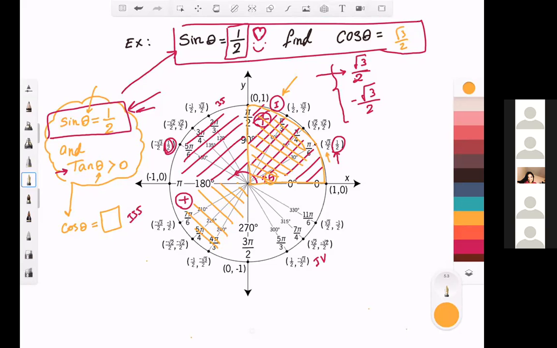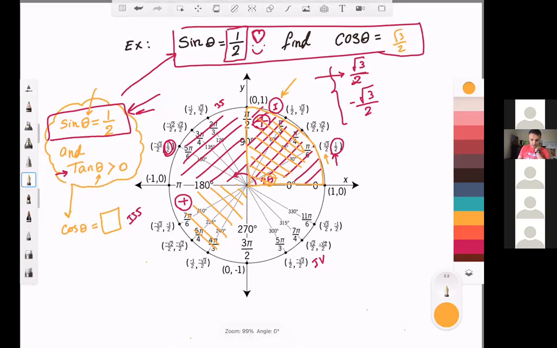Does that make sense? Yes. So we just want this. I don't want you guys confused. Oh, what do we need to use? Why do we need to have tangent? We already can pick cosine because sine is 1/2. No, this tells us which quadrant, and this is very important.